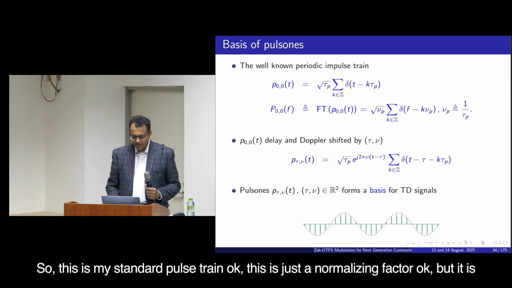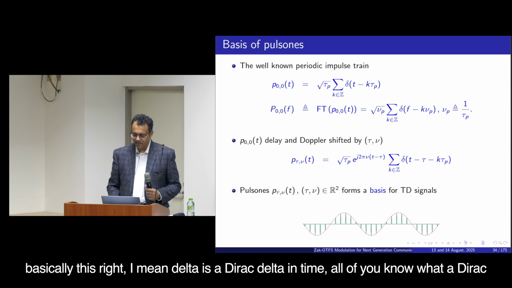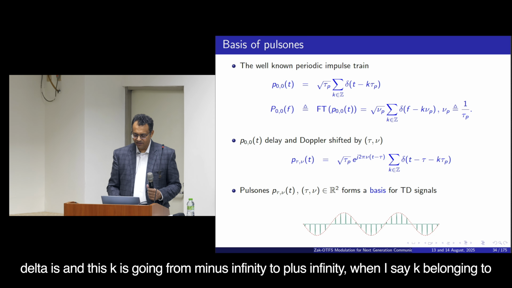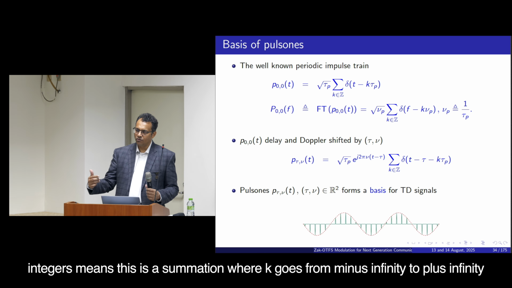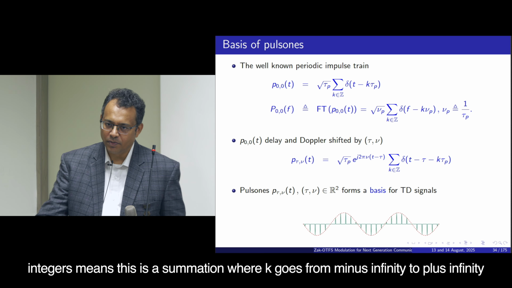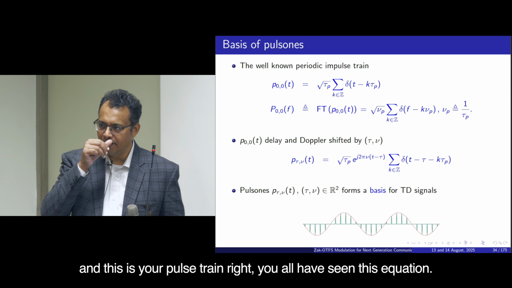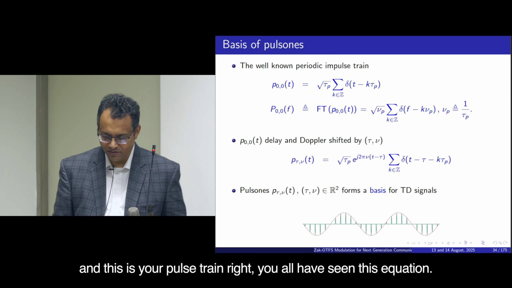Okay, so this is my standard pulse train. Okay, this is just a normalizing factor. But it's basically this, right. I mean delta is a Dirac delta in time. All of you know what a Dirac delta is, and this k is going from minus infinity to plus infinity. When I say k belonging to integers, it means this is a summation where k goes from minus infinity to plus infinity, and this is your pulse train, right. You all have seen this equation.